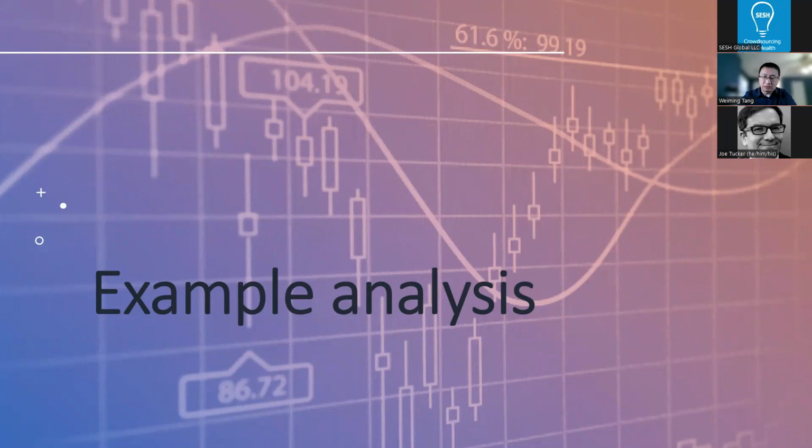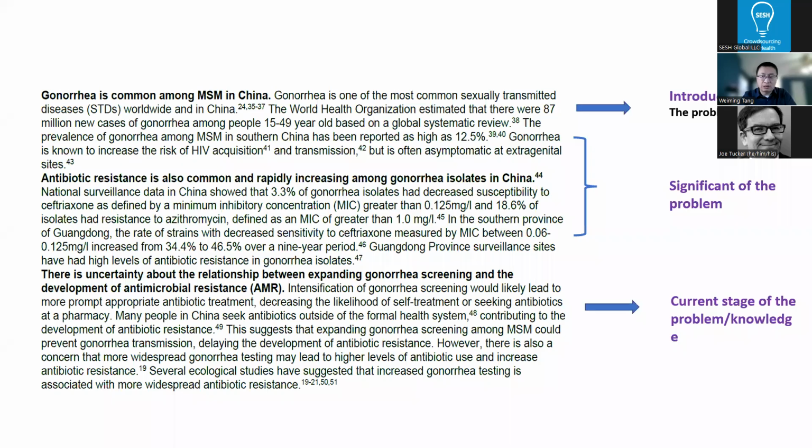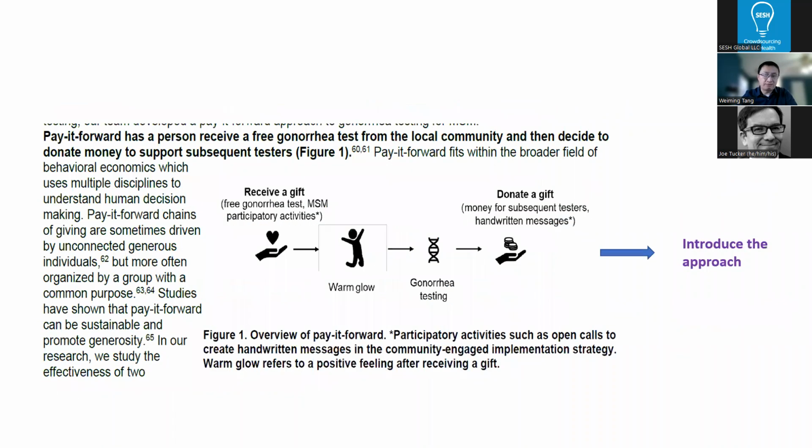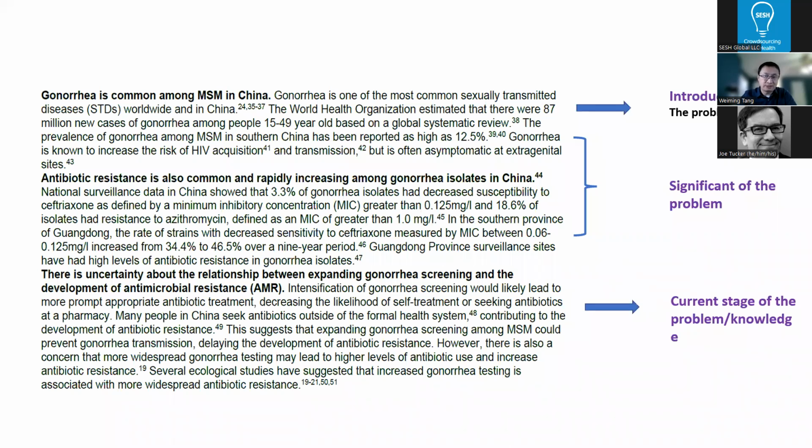I cited one grant proposal from Joe Tucker. This was granted last year. It's promoting chlamydia and gonorrhea testing among gay men in China. You can see that there were 7 paragraphs in this section. In the first paragraph, you can see that we are introducing the problem.